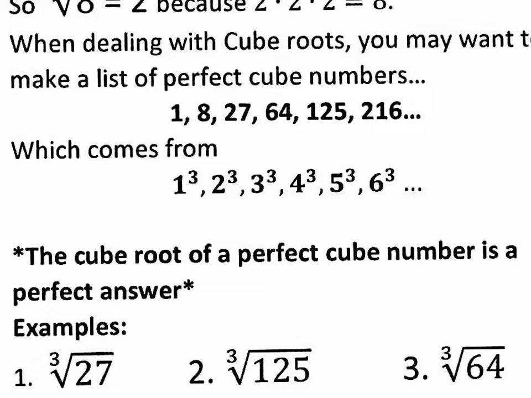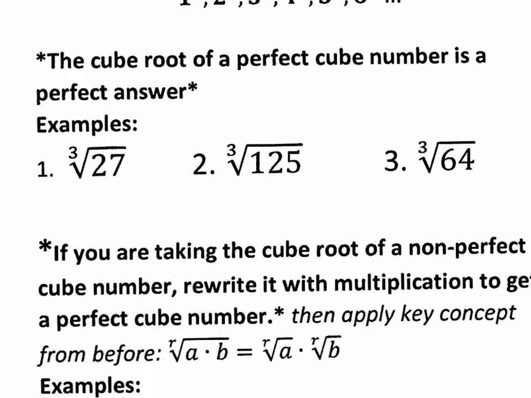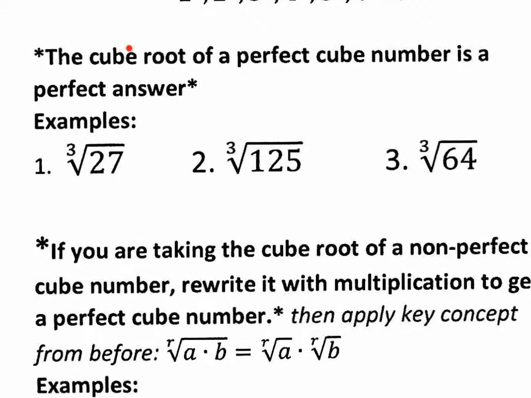at simplifying cube roots. So cube roots are very similar to square roots, and simplifying them is very similar as well. The cube root of a perfect cube number is a perfect answer, just like the square root of a perfect square number is a perfect answer. The cube root of a perfect cube number is a perfect answer. So ladies and gentlemen, right now go ahead and answer 1, 2, and 3. I want you to hit pause.